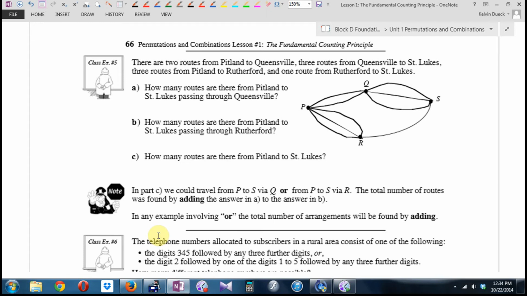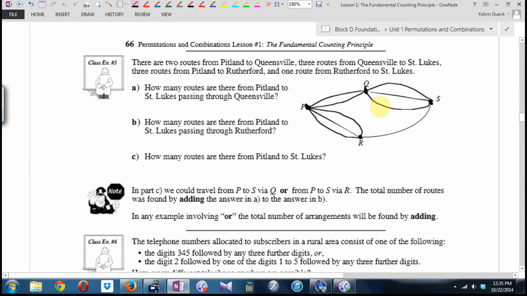Class, we always start out in the fundamental counting principle doing questions with scrambled letters as words, because it turns out with a bit of cleverness, you can transform a question into numbers or words. Pathways. There are 2 routes from Pitland to Queensville, 3 routes from Queensville to St. Luke's, 3 routes from Pitland to Rutherford, and 1 route from Rutherford to St. Luke's. Pathway problems. How many ways are there to get from P to S going through Q?